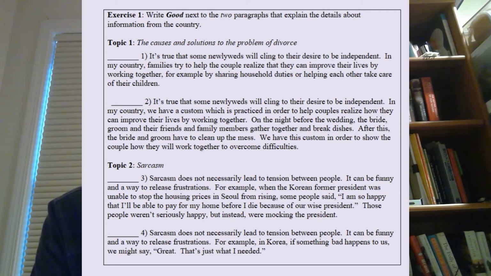And then number 4, sarcasm does not necessarily lead to tension between people. It can be funny and a way to release frustrations. For example, in Korea, if something bad happens to us, we might say, "Great, that's just what I needed."